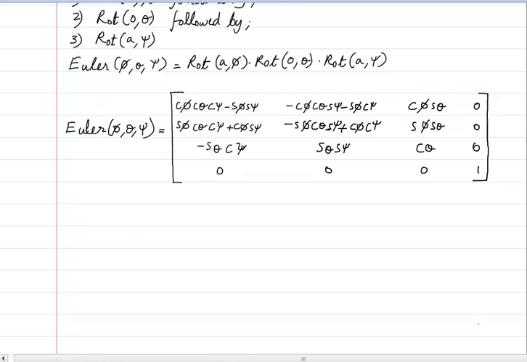first column we have cos phi, cos theta, cos psi minus sin phi, sin psi, like that. Second column, third column, fourth column. Again, in the fourth column you can see that there is no position. All the position is written as 0, 0, 0, because we are only talking about the orientation change.